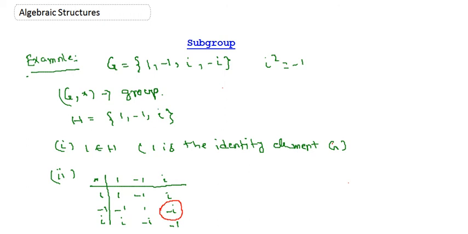Here 1, minus 1 and i belong to the set H, but if I take the composition of minus 1 and i, we get minus i. So we get one pair of elements for which the composition does not belong to the set H. From the necessary and sufficient condition, we can say H under multiplication is not a subgroup. In this way we can check other subsets of the group, whether they are subgroups or not.